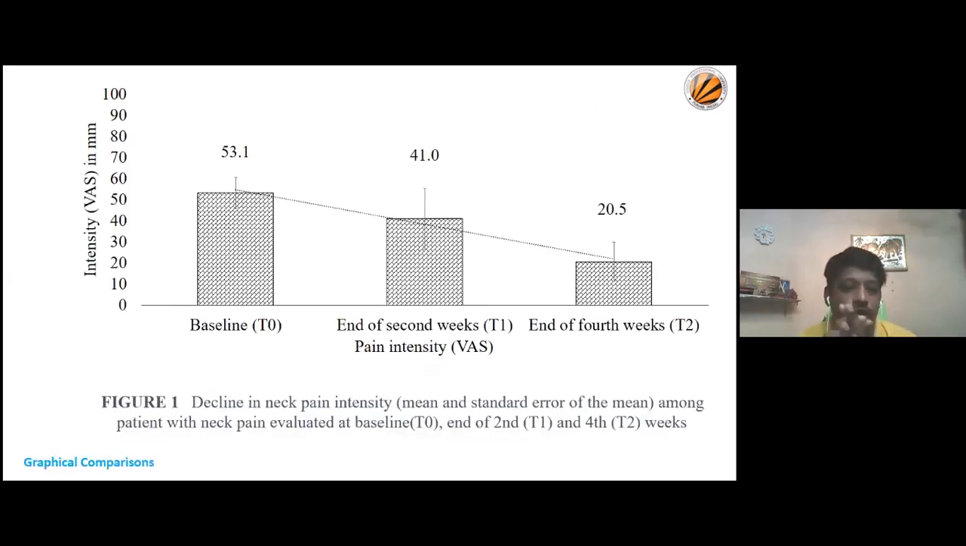Another way you can do it is using a bar graph, where this graph shows the pain intensity assessed three times: for example, baseline, the second week, and the end of the fourth week. The mean value, out of 100 millimeter on the visual analog scale, is 53, but at the time of the third assessment, it is 20.5. So we see a decline in your pain intensity because of your interventions, right?